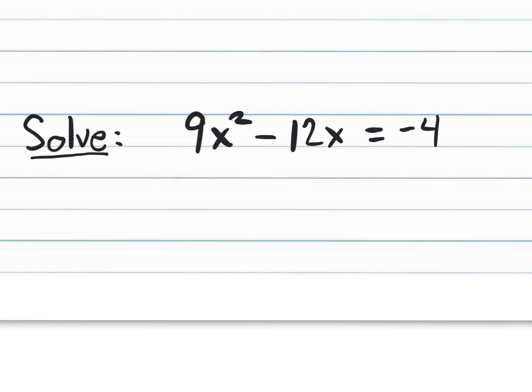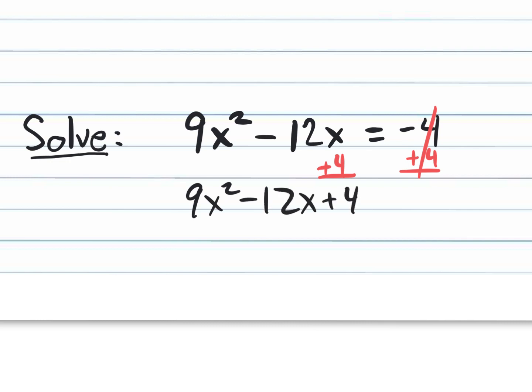So from there, what we think is, well, let's move everything to one side to get it equal to 0. I'm going to move that minus 4 over. And I can't really add 4 with 12x or negative 12x, so I'm just going to rewrite the whole thing. It's going to say 9x squared minus 12x plus 4 equals 0. And now I have an equation that's set equal to 0.